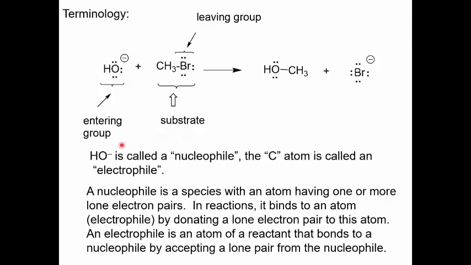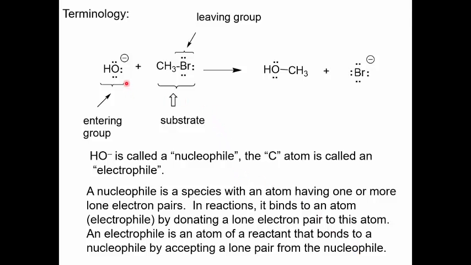Now, some other terms. The hydroxide entering group here is called a nucleophile. The carbon atom that the nucleophile bonds to is called an electrophile. A nucleophile is a species with an atom having one or more lone electron pairs. In reaction, the nucleophile binds to an atom, namely the electrophile, by donating a lone electron pair to the atom. An electrophile is an atom of a reactant that bonds to a nucleophile by accepting a lone pair from the nucleophile.